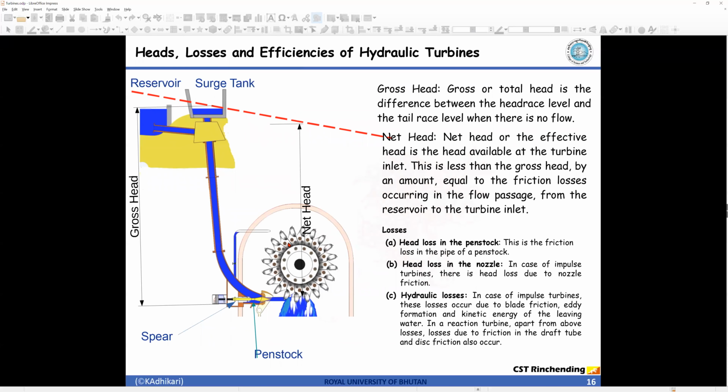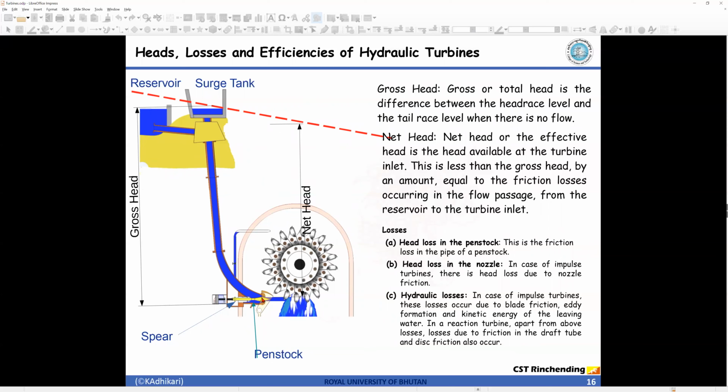And let's talk about the losses and efficiencies in hydraulic turbine. Now, this is a particular setup of an impulse turbine. See, there's a reservoir, there's a surge tank. In the previous slide, I showed you the forebay, but here I have shown you the surge tank. Basically, it functions the same way. Just understand there's a surge tank which will temporarily store water, and the water comes from the headrace tunnel, then comes into the powerhouse, and to regulate the flow there is a spear in a Pelton wheel.